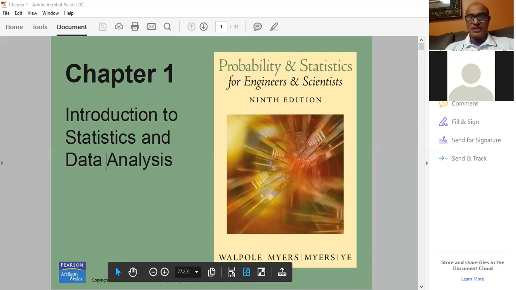First chapter is based on the introduction to statistics and data analysis. 7 articles are there. We will look at all these articles one by one. And the second one is probability, in which we are going to see sample space, events, then continuing sample points, probability of an event, additive and multiplicative rules, something like that, and Bayes theorem.